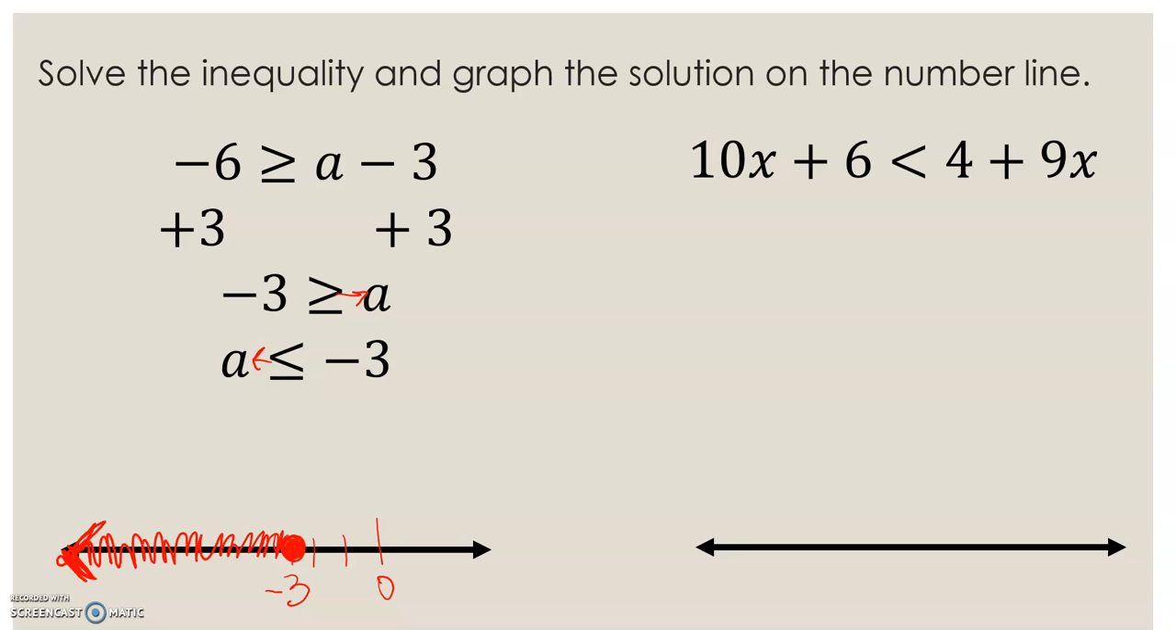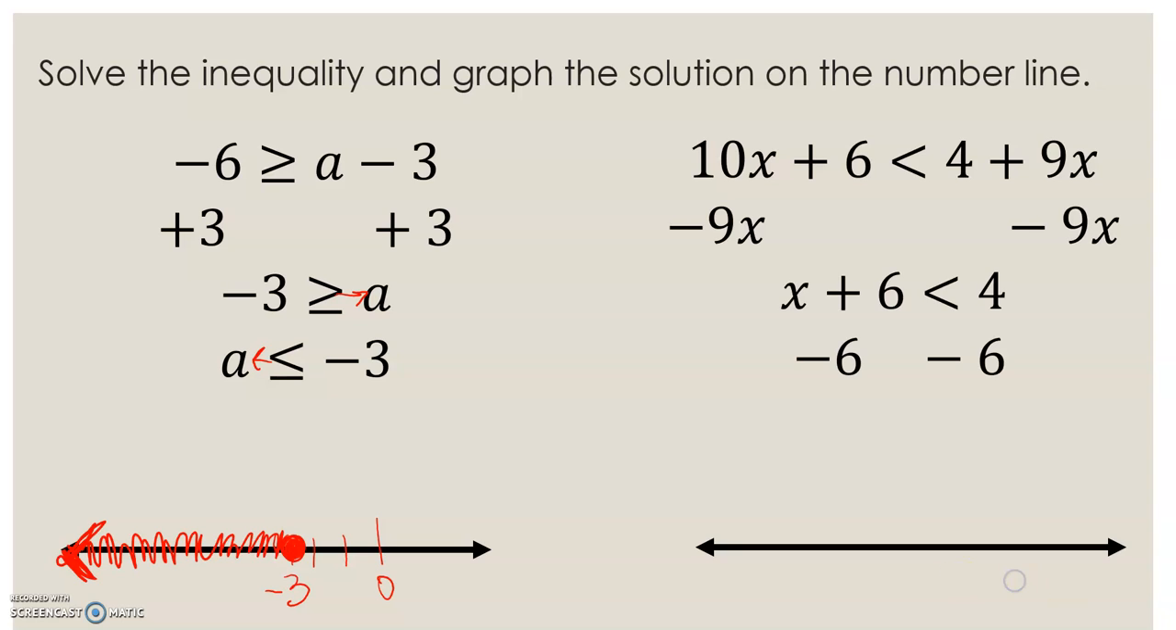10x plus 6 is less than 4 plus 9x. Subtract 9x from both sides. X plus 6 is less than 4. Subtract 6 from both sides. X is less than -2. To graph it, we'll put 0 and -2 on our number line. Open circle at -2 because it's less than, shading to the left.